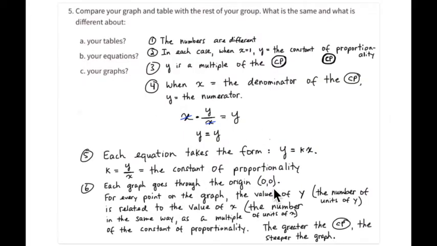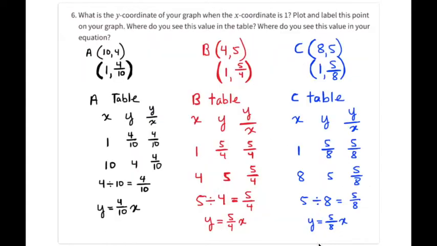Each graph goes through the origin. For every point on the graph, the value of y, the number of units of y, is related to the value of x, the number of units of x, in the same way: it's being multiplied by that constant of proportionality. So for each graph, the y-coordinate is related to the x-coordinate by multiplying by that constant of proportionality. So y is either a fraction of x or a multiple of x using that constant of proportionality. The greater the constant of proportionality, the steeper the graph.